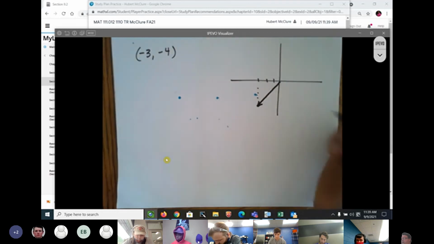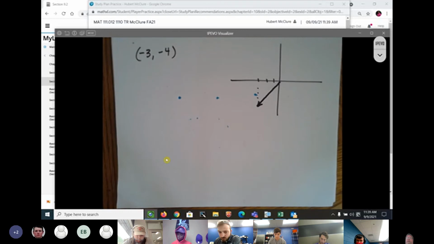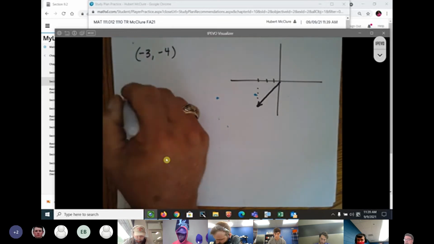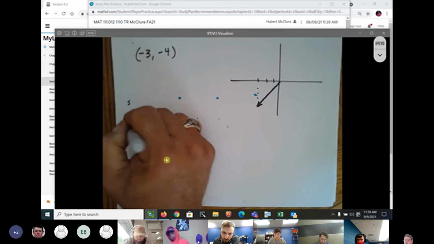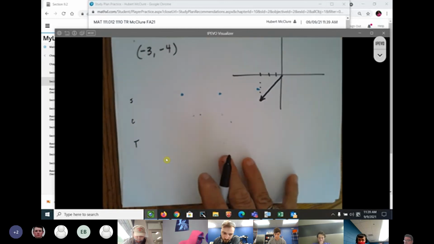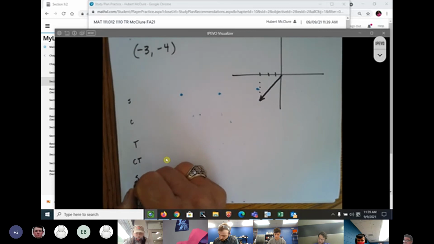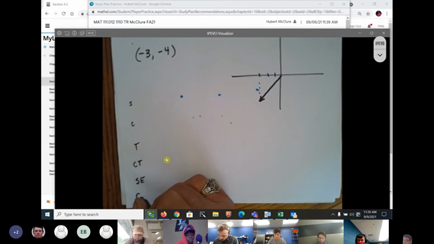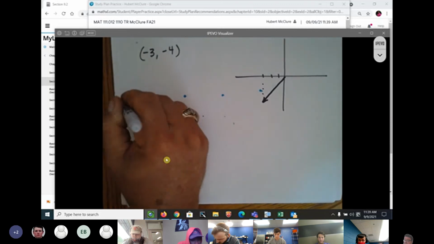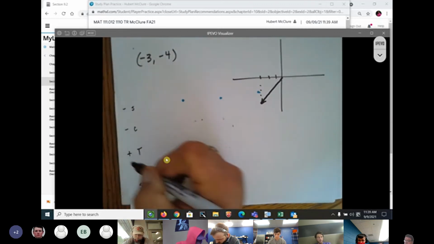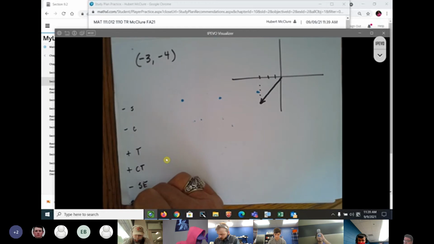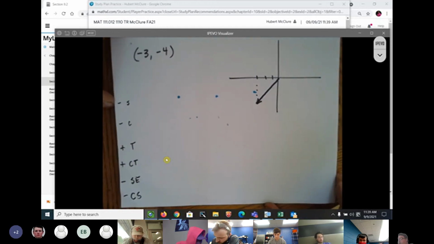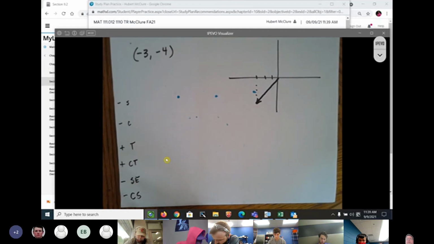So what quadrant are we in? We're in the third quadrant. All students take. So we know the tangent and the cotangent are positive. So I can go down here and write sine, cosine, tangent, cotangent, secant, and cosecant. And I can already say this is going to be negative, that's going to be negative, that's going to be positive, that's going to be positive, that's going to be negative, and that's going to be negative. Is that important? Yeah, that's important. So you can check your answers and make sure you don't have a wrong answer.